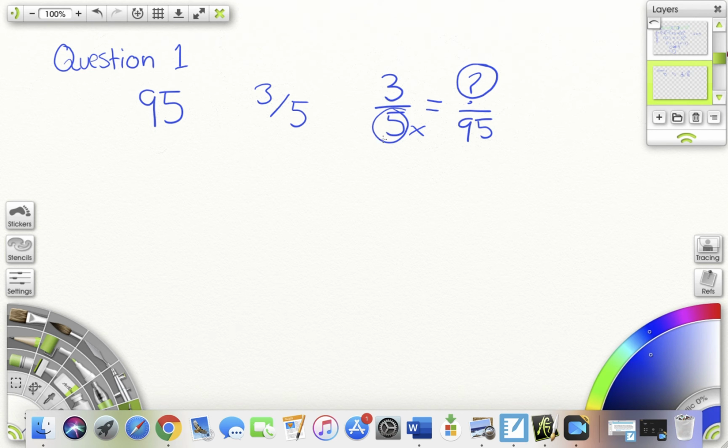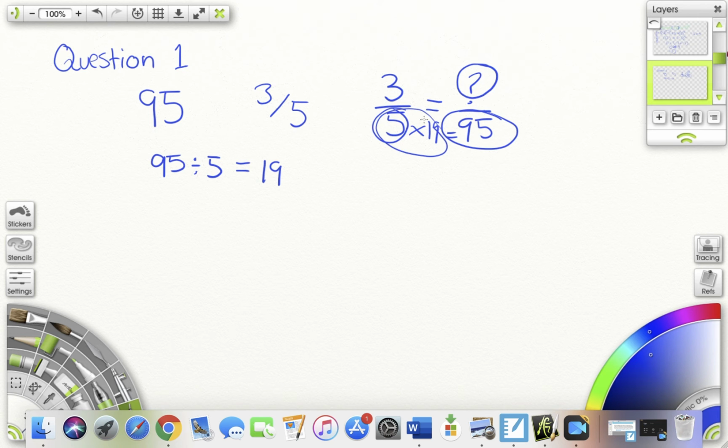So in this question, something times 5 equals 95. Easiest way to do that is to work backwards. What's the opposite of multiplication? Division. So if I take 95 and divide it by 5, that gives me 19. If I take 5 times 19, that gives me 95. So in this case, this is how I find my equivalent fraction.